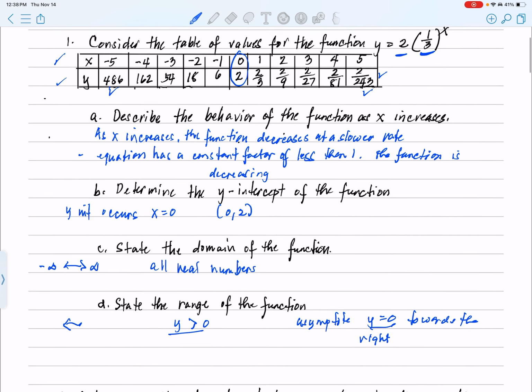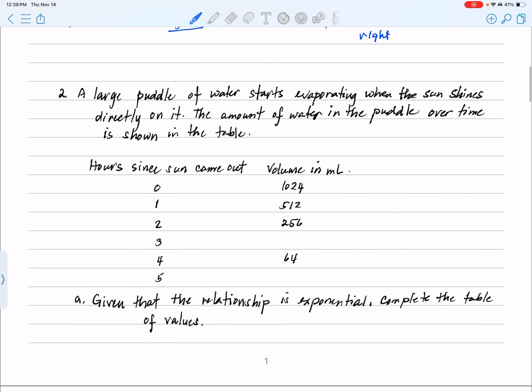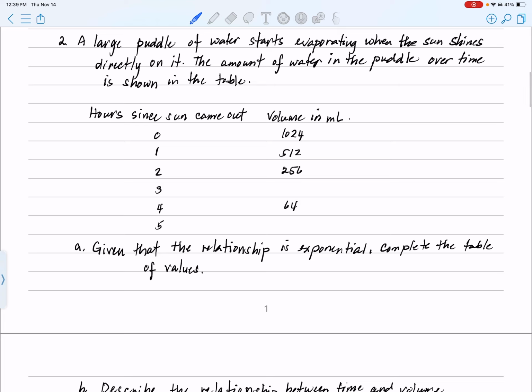Okay. Let's have the second number here. A large puddle of water starts evaporating when the sun shines directly on it. The amount of water in the puddle over time is shown in the table: hours since the sun came out and the volume in ml. So we have 0 to 5, and it's 1024. There is a space for after 3 hours and after 5 hours.